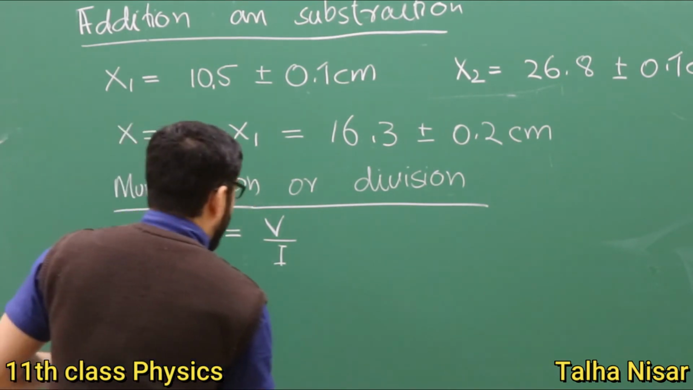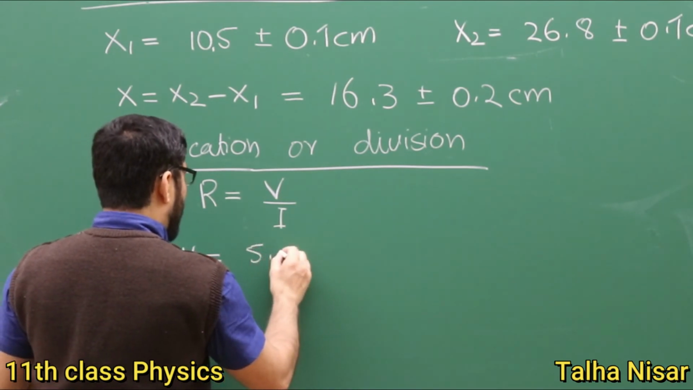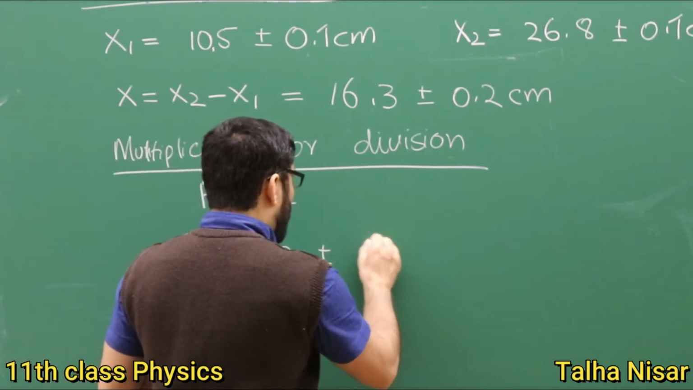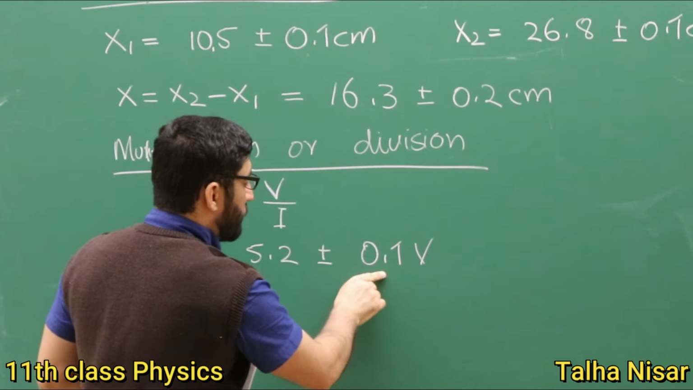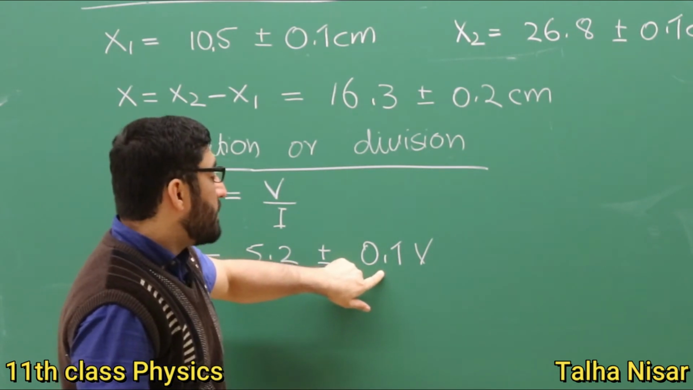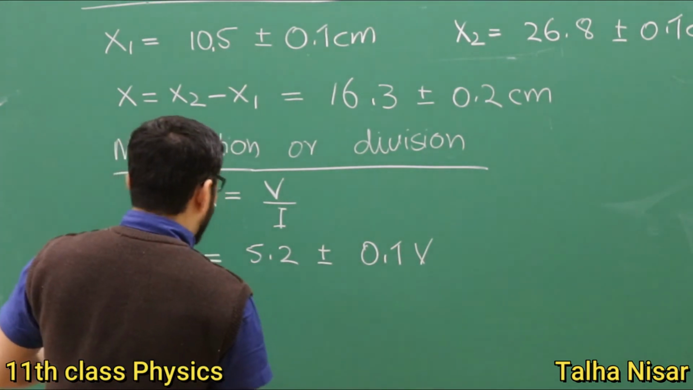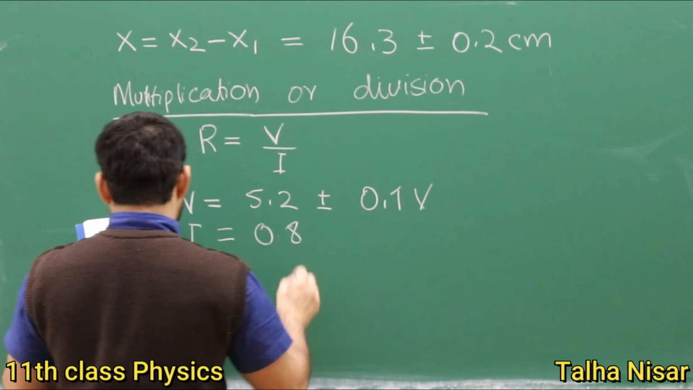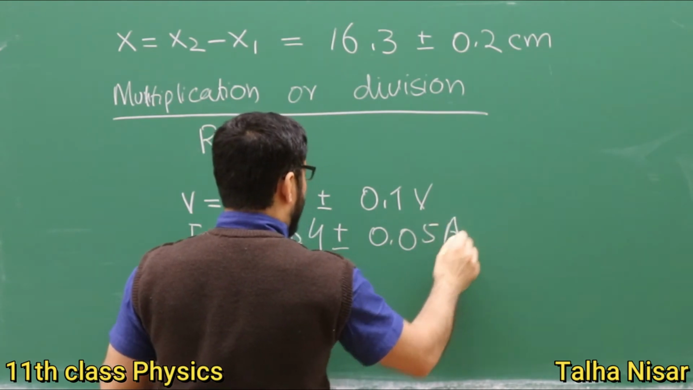For example, we go to the lab and then we measure the voltage. We have 5.2 plus minus 0.1 volts. The least count of the instrument is this one. The least count means this instrument, which is a voltmeter, is able to measure down to 0.1 volts. It cannot measure below this value. So this is called the least count. And now we have the current, which is 0.84 plus minus 0.05 ampere.